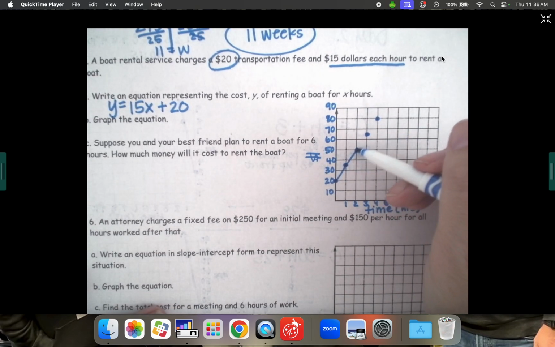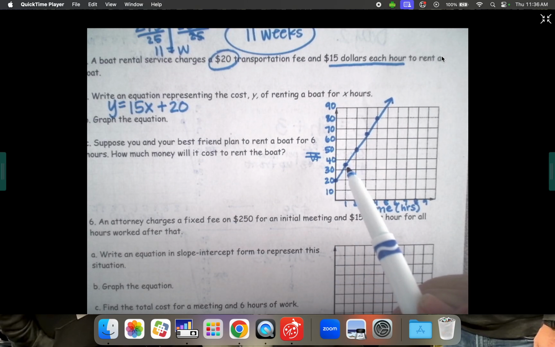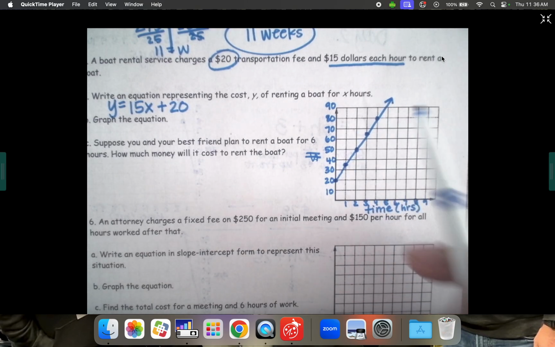So here's your line. These should all be straight lines. You don't need to go get a ruler and make it perfect, but you should be counting up by 15 per 1 hour, 15 per each 1 hour.